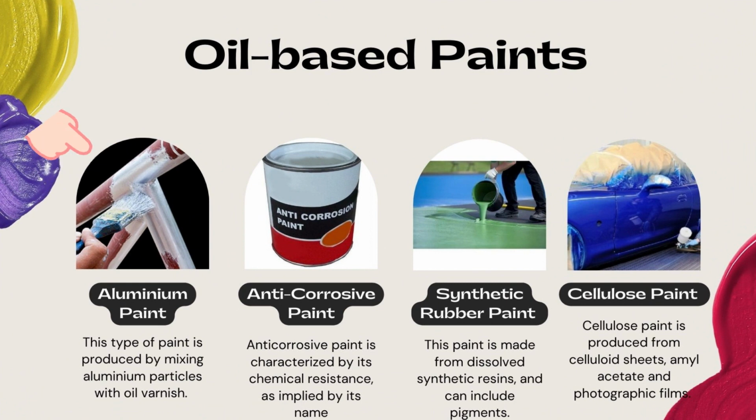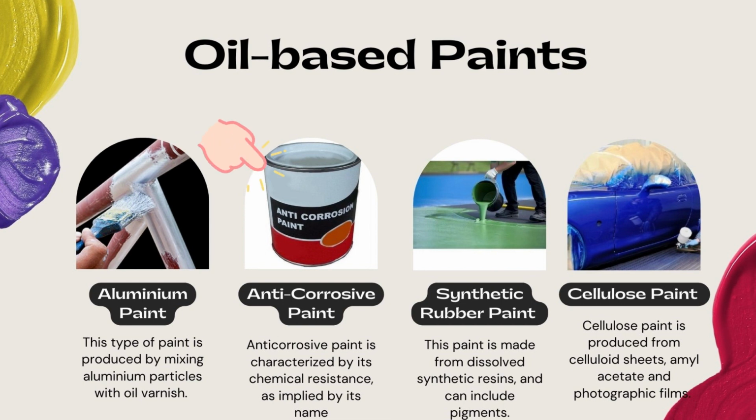Next is aluminum paint. This type of paint is produced by mixing aluminum particles with oil varnish. It is resistant to corrosion, electricity, and weather exposure. Aluminum paint is commonly used for metals and woods, and some specific applications are gas tanks, oil tanks, water pipes, and radiators.